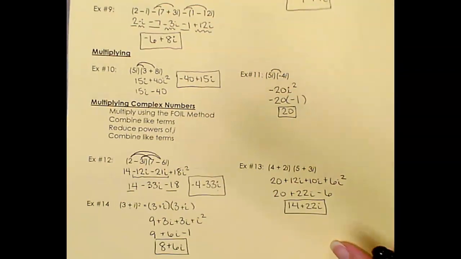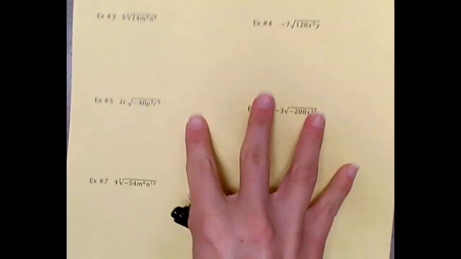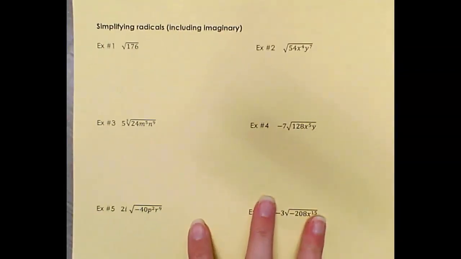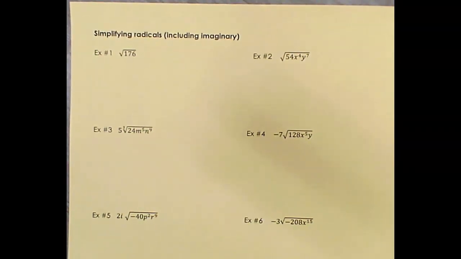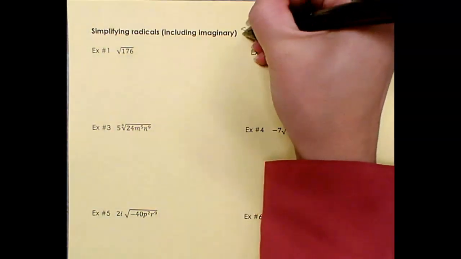So let's move on to our last page of our notes. Simplifying radicals, including imaginary numbers. So the way that you want to do this is you want to separate, and we're going to write some stuff at the top. You're going to separate these into the square root of perfect squares and the square roots of everything left over. So separate.